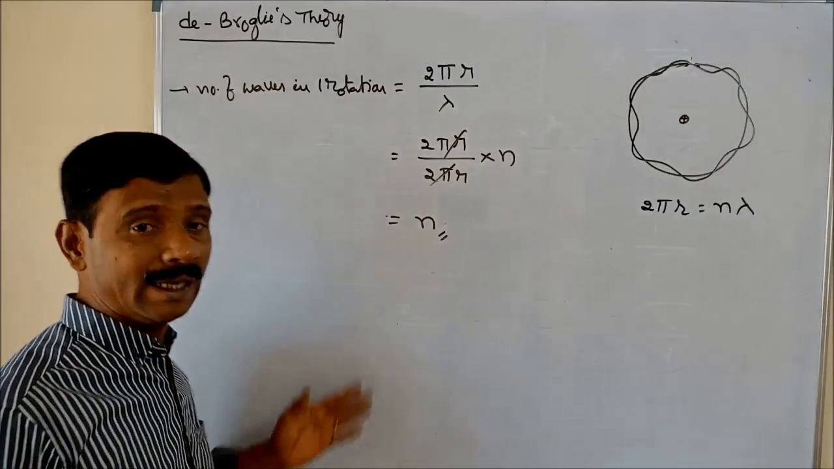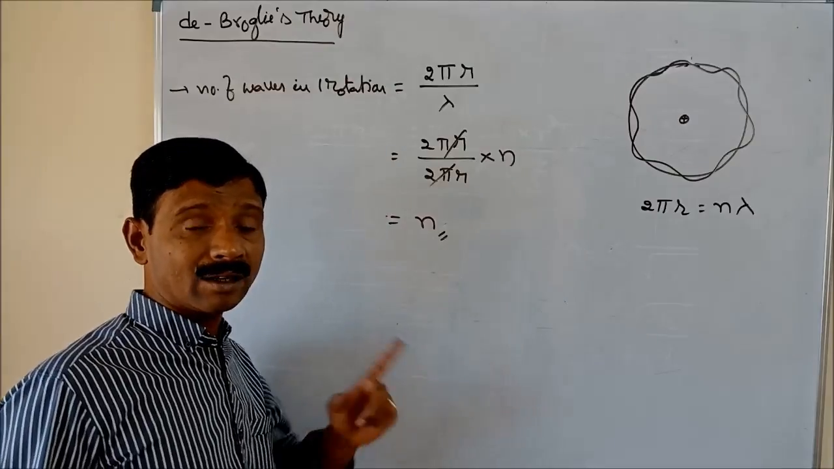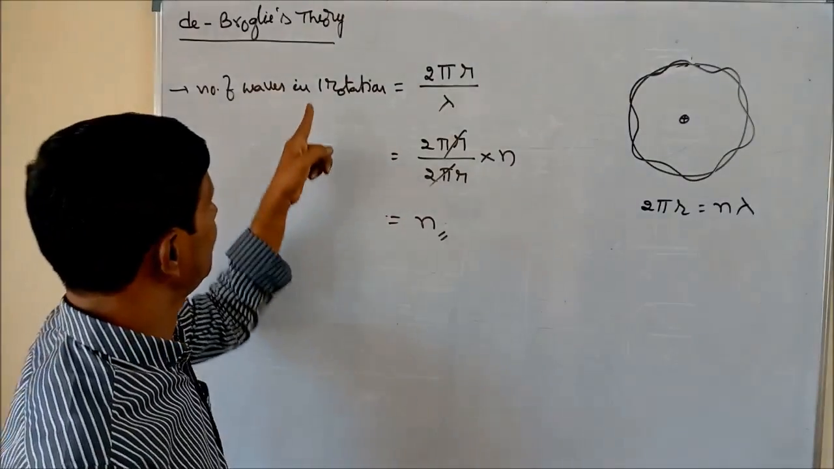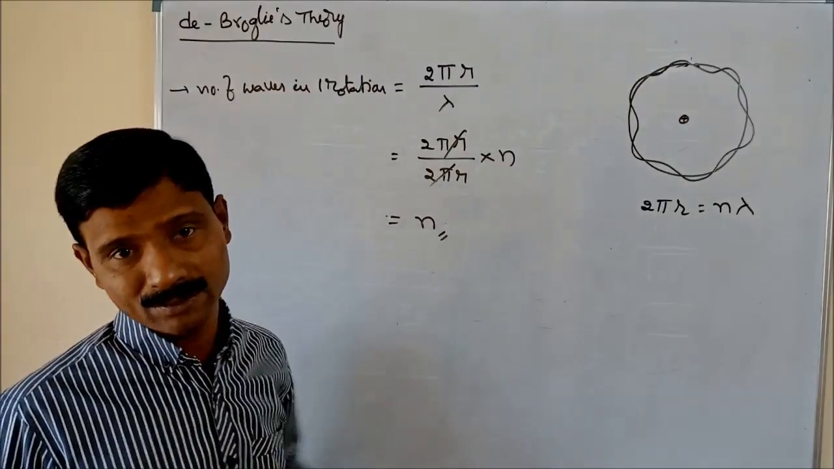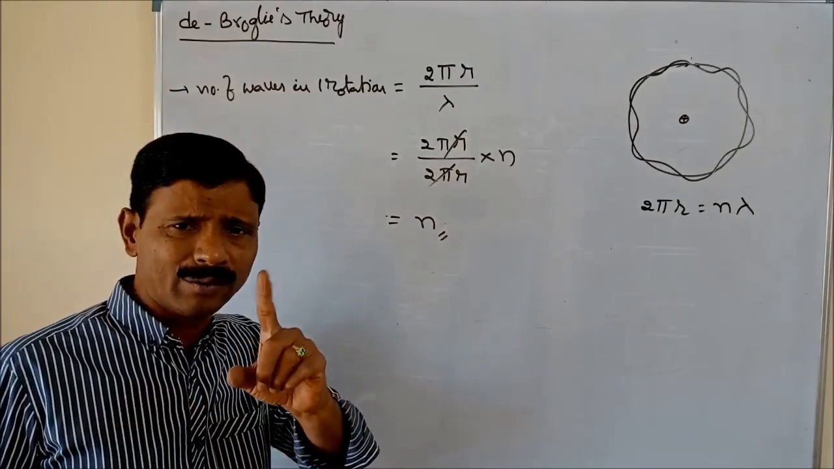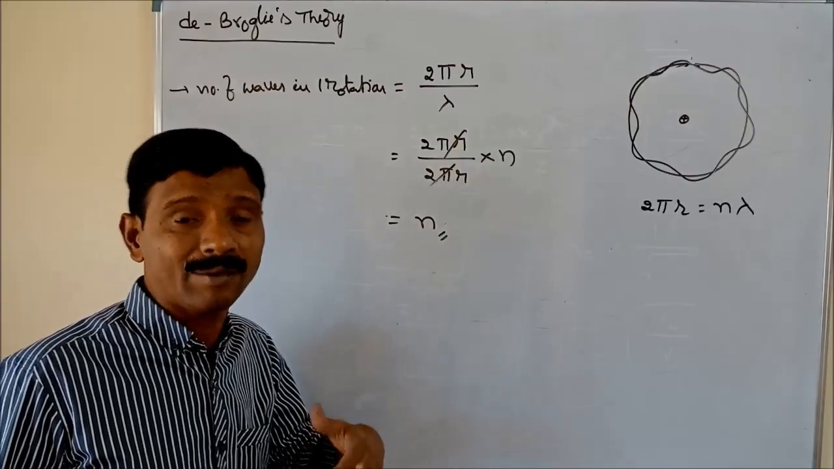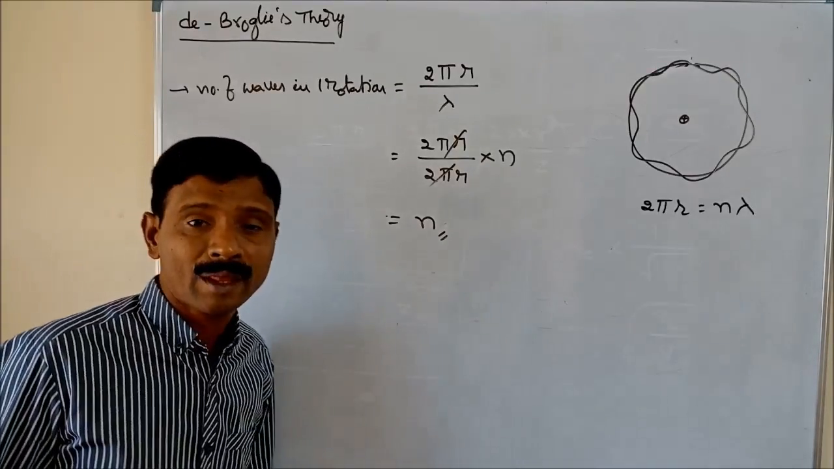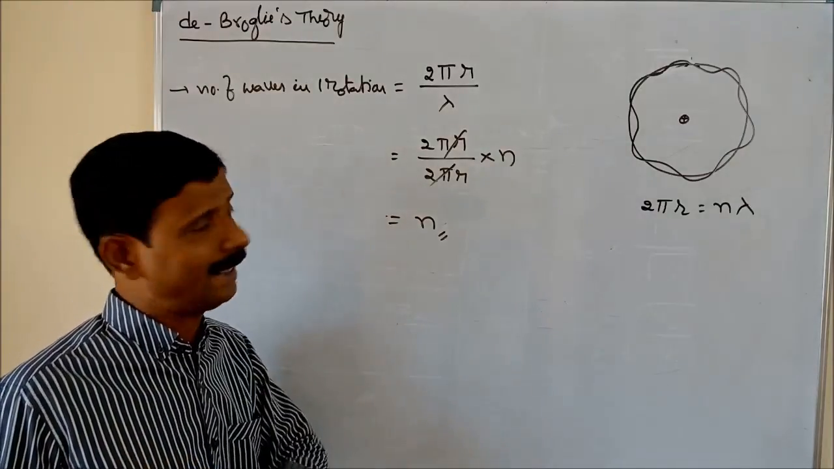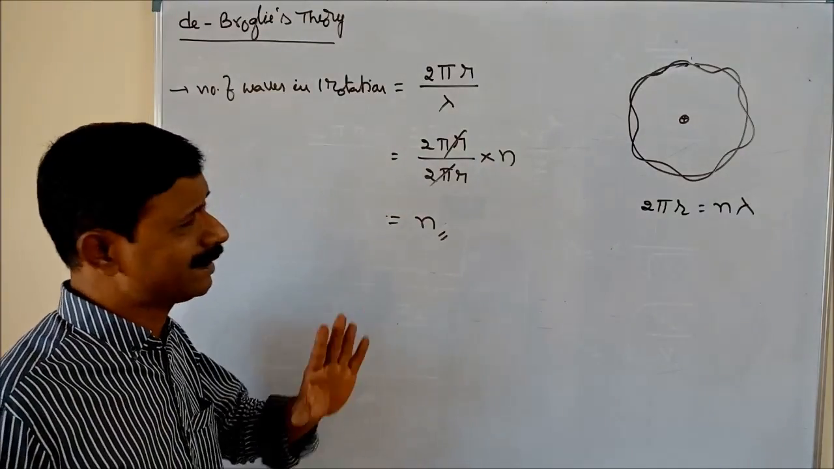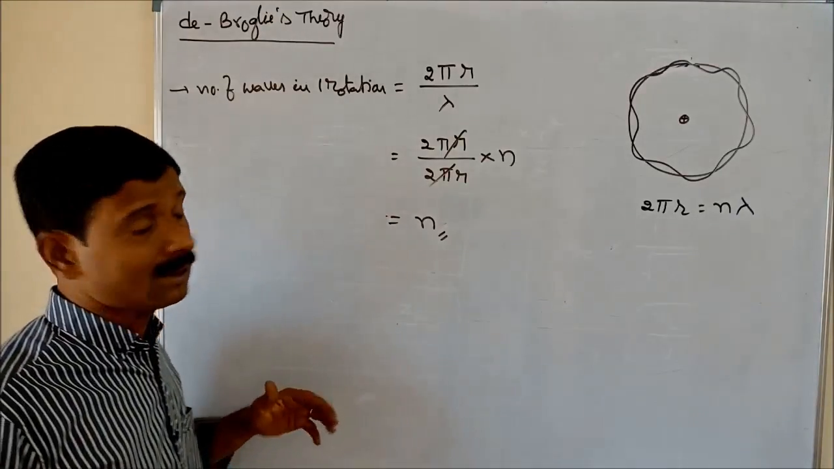So that will be equal to n. That means in any orbit, the number of waves made by an electron in one rotation will be equal to its n value. Suppose first orbit, only one wave in one rotation. Second orbit, 2 waves. Third orbit, 3 waves. So like that, we have to find the number of waves made by the electron. So like this, we have to use this concept for the electron.